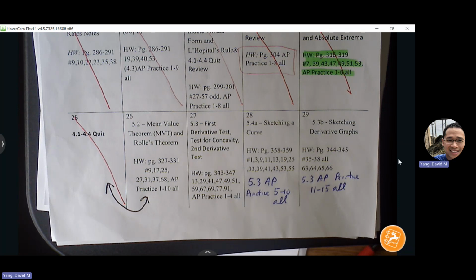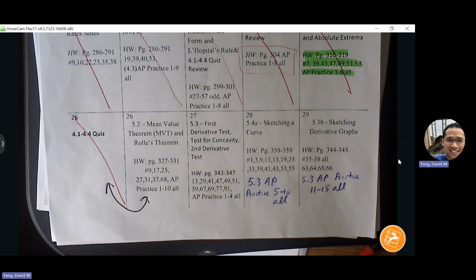And I forgot to put this in your calendar, but your AP practice from 5.3, I'm going to split it into 3 parts here. So yesterday you guys did 1 through 4. Tonight go to 5 through 10, and then Monday I'll check 11 through 15.